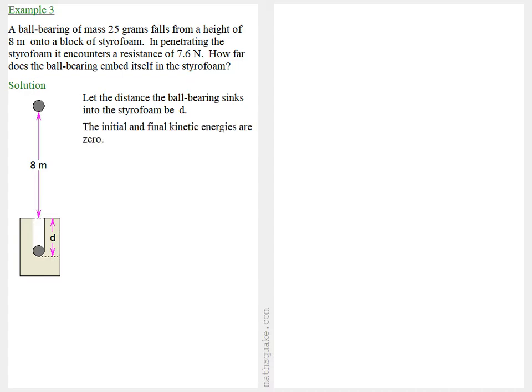Now, the initial and final kinetic energies are 0, so the loss in potential energy is equal to the work done. Now the loss in potential energy is mgh, where h is the total distance that the ball bearing falls. Now the mass of the ball bearing in kilograms is 0.025 and g is 9.8. The total distance that the ball bearing falls is 8 plus d. So that's equal to the work done, which is the force times the distance. Now the ball bearing is applying a force over the distance d, so d times 7.6.